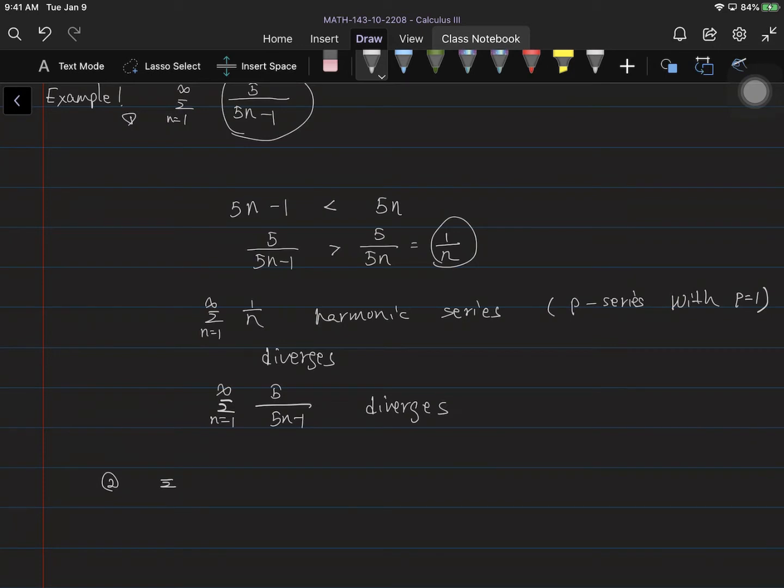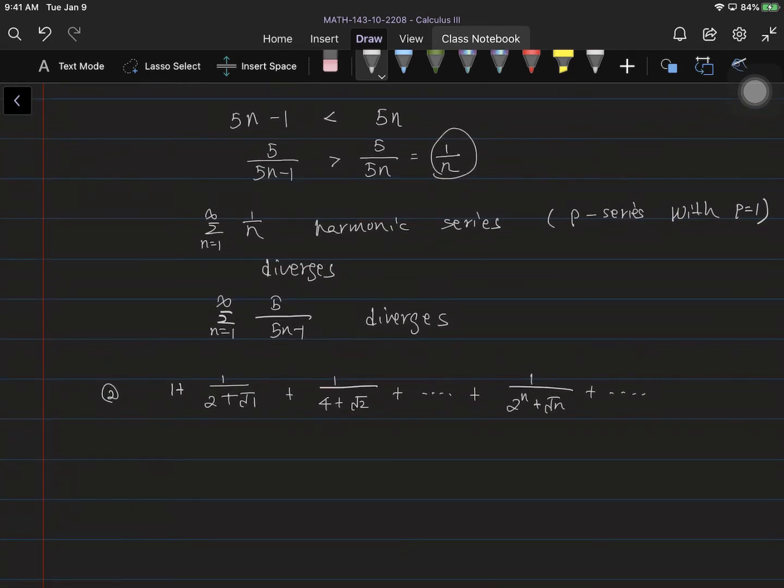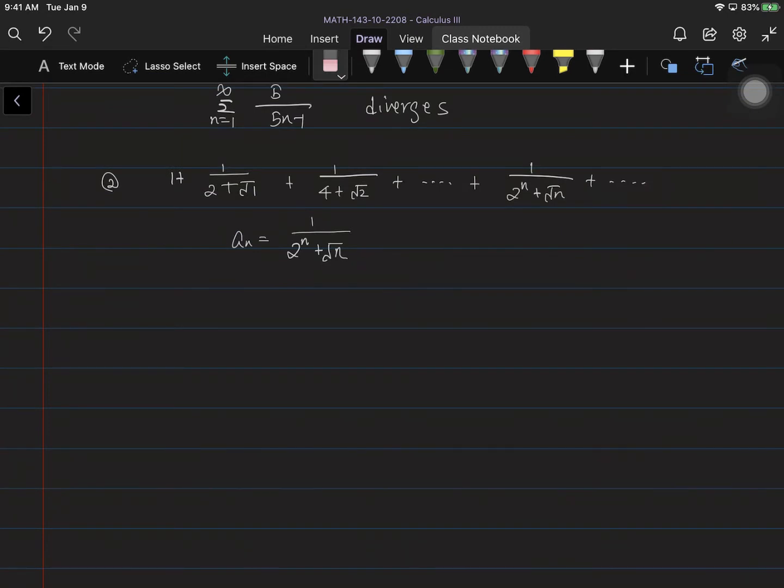Let's take a look at the second problem. Okay, the second one is not given by sum notation. It's given by this one: 1 plus 2 plus root 1, 4 plus root 2. So the general term is 1 over 2 to the n plus square root n. Okay, this one. And let's see what is the an. Firstly, let's write down an. This is our an.